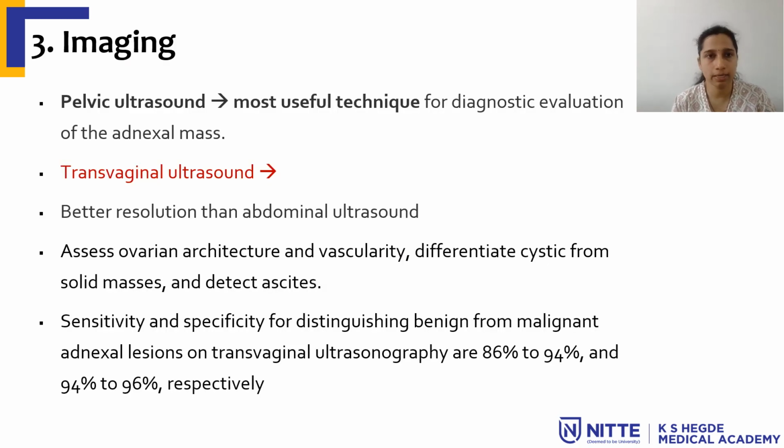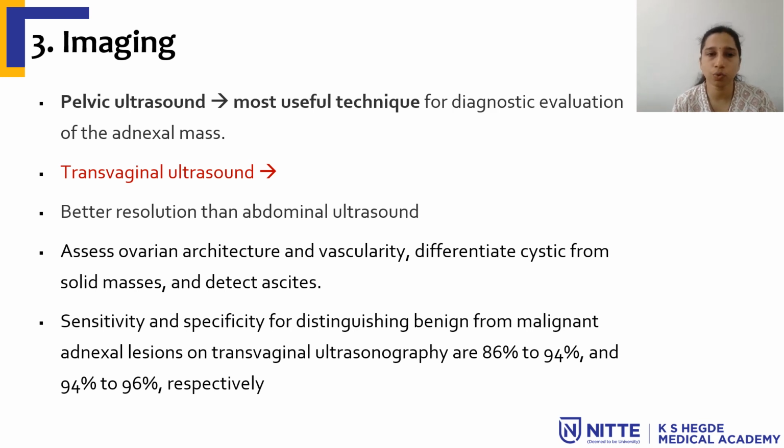So once you know there is a pelvic mass, you have to go ahead with imaging analysis. Pelvic ultrasound is the most useful technique for diagnosis of adnexal mass. In that, transvaginal ultrasound has high sensitivity and it is cost effective also. So transvaginal ultrasound is the preferable ultrasound technique. It has better resolution than abdominal ultrasound.